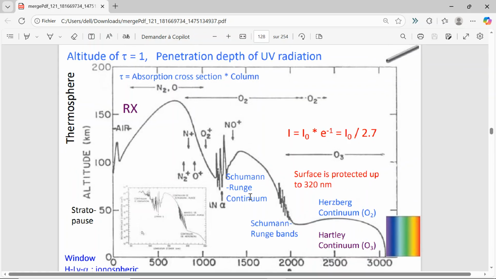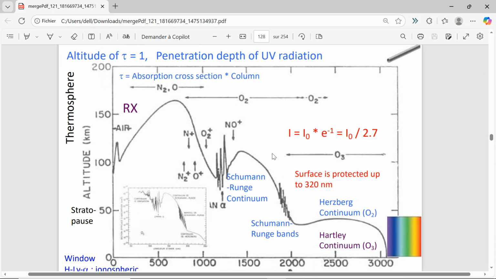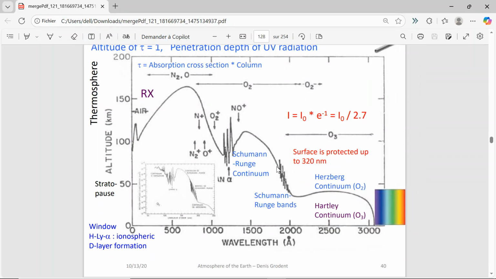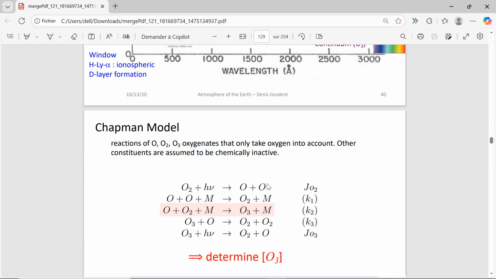We see that in the middle range right here, it is the molecular oxygen that does the job, and for the more energetic UV, the photodissociation of molecular oxygen leads to the ionization of the atomic oxygen right here, creating the ionosphere. Here we can see the Lyman window, allowing the UV to access the beginning of the mesopause, nearly the mesopause, leading to the ionosphere. We are exponentially attenuated under this curve.